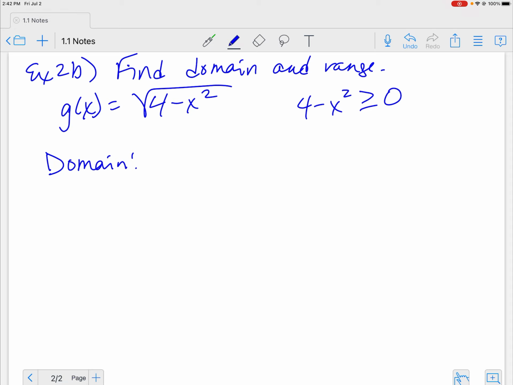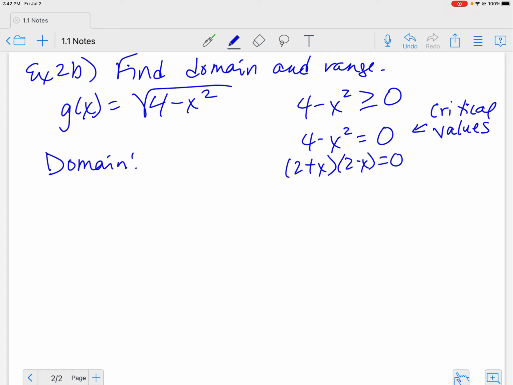Okay, I have a quadratic with an inequality. Remember how you solve that? You find your critical points. Good. 4 minus x squared is equal to 0 for those critical values. When you factor this, 2 plus x, 2 minus x, or you could use the square root property, add the x squared and square root it. I don't care how you do it, that's up to you. x is equal to positive 2 and negative 2.